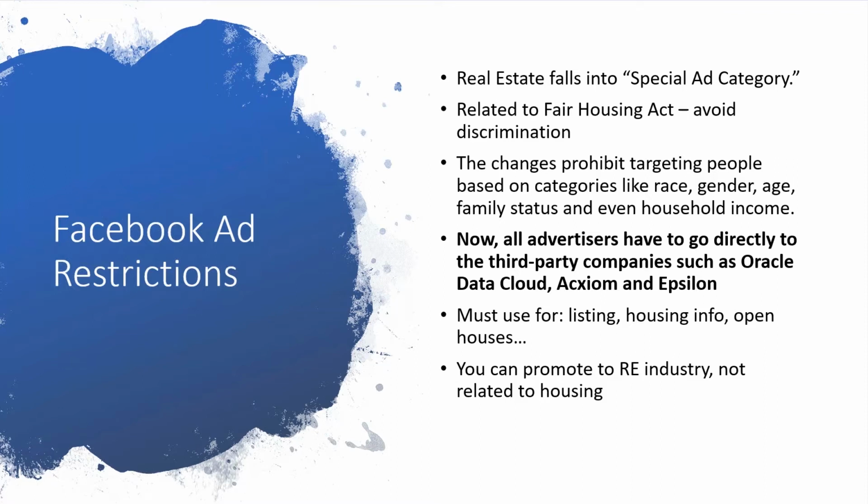And you've got to use special ad categories if you're doing anything related to selling or renting properties, listing open houses, things like that. You could use it if you are promoting to the real estate industry. For instance, I am doing ads where I am targeting realtors, so I can promote to the real estate industry. It's not related to housing, so it's a little different. And this makes Facebook ads a lot harder to target the people that you need, okay? You can't use zip codes, for instance, so it makes it more difficult.